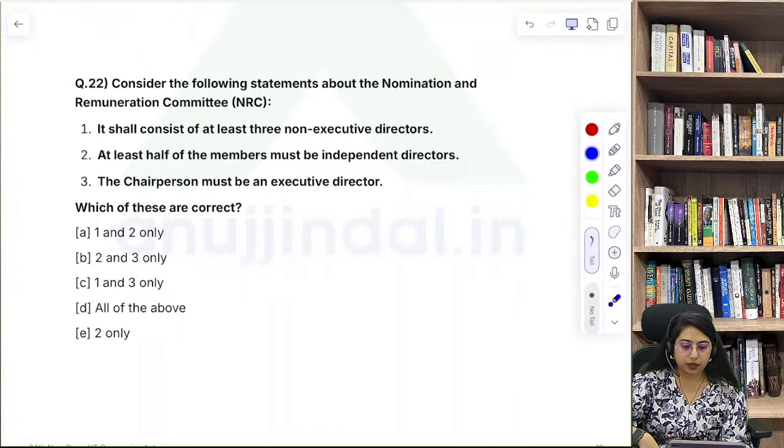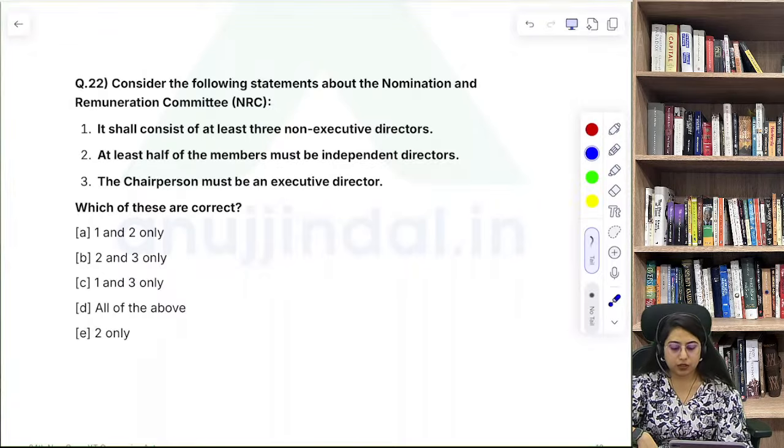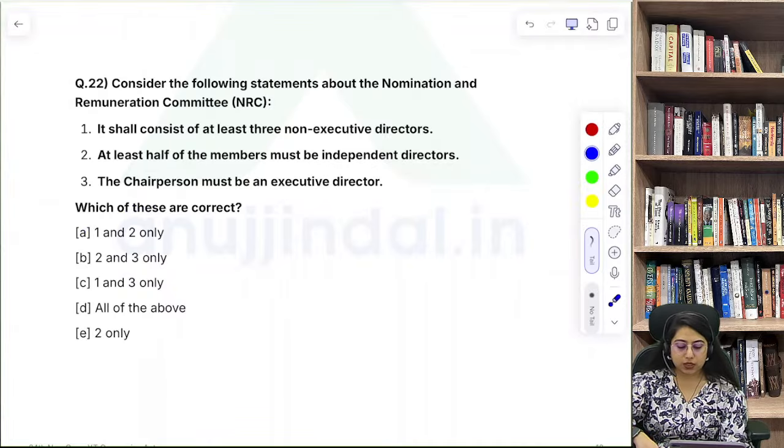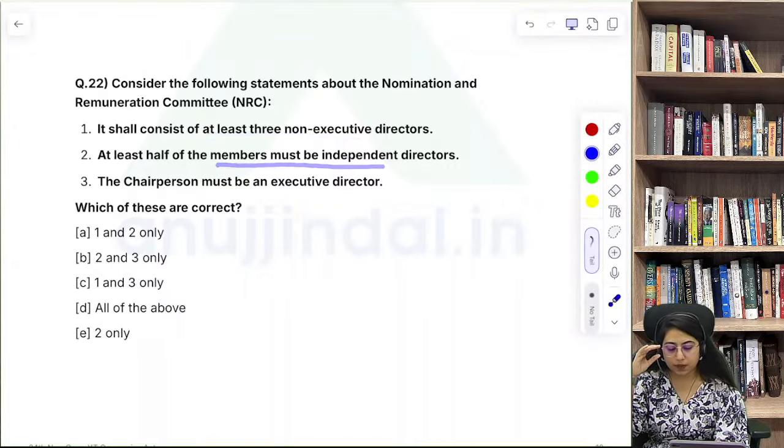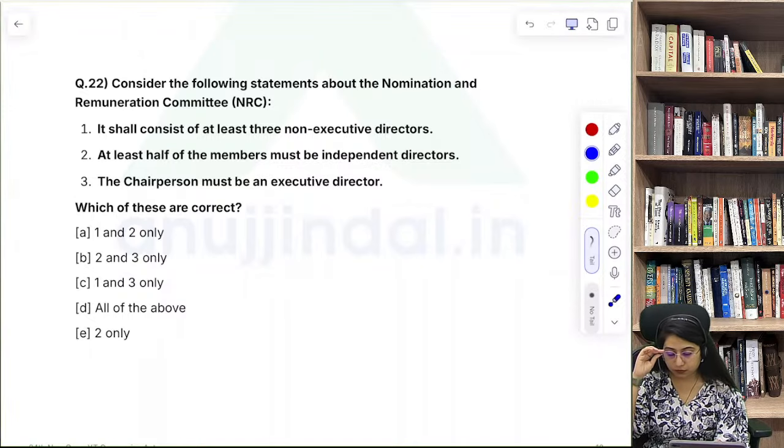Absolutely correct, Rahul. Again, Kajal. A is the right answer. It shall consist of three non-executive directors. At least half of the members must be independent directors. The chairperson must be an independent director under the SEBI listing obligations and disclosure requirements.